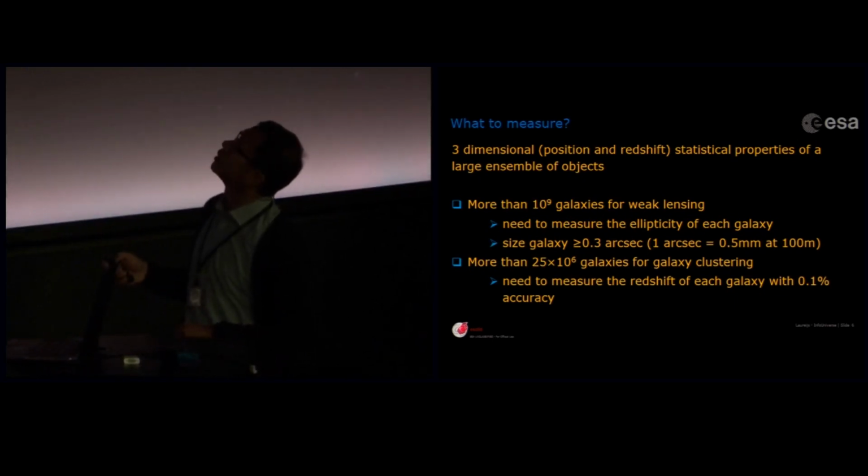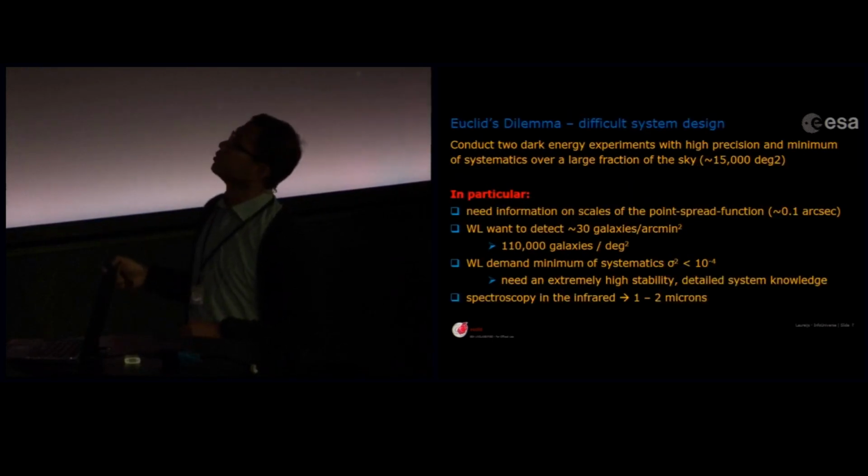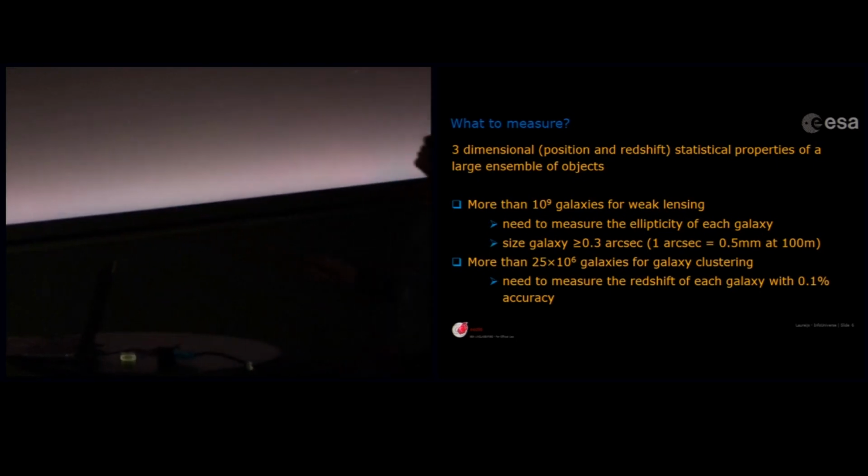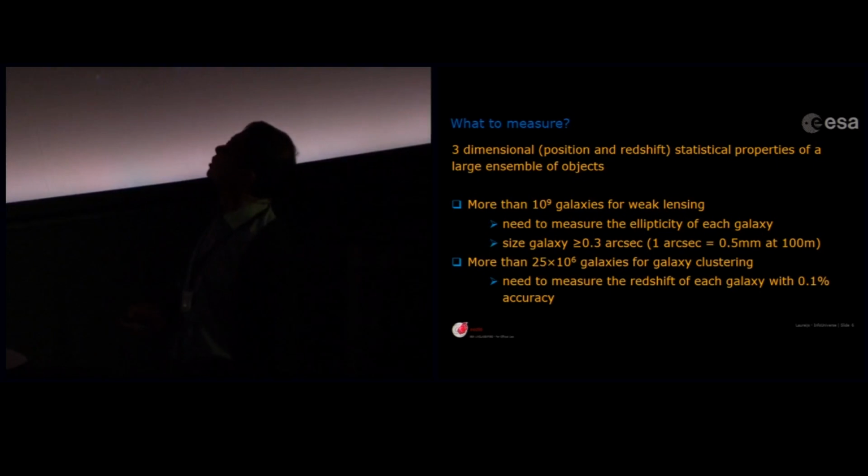Of the order of a billion galaxies, 1 to 2 billion galaxies for weak lensing, where we want to measure ellipticity. Since the sizes are of the order of a fraction of an arc second, and I give here what an arc second means, because it's not well appreciated, even as astronomers, to understand exactly what an arc second is. It's about half a millimeter at the distance of 100 meters, so this is the angular size of half a millimeter at 100 meters. And we need to measure more than 25 million galaxies for the galaxy clustering experiment.